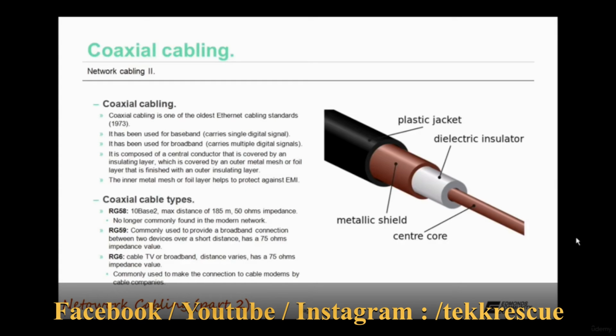Coaxial, or coax, cabling is one of the oldest Ethernet standards for network cabling. It was standardized in 1973. It's been used for baseband, which carries just a single digital signal, and it has been used for broadband, carrying multiple digital signals. It is composed of a central conductor that is covered by an insulating layer, which is covered by an outer mesh or foil layer, which is then finished off with an outer insulating layer. That inner metal mesh layer helps to protect against electromagnetic interference, EMI. There are several different types of coax cable. There is RG58.